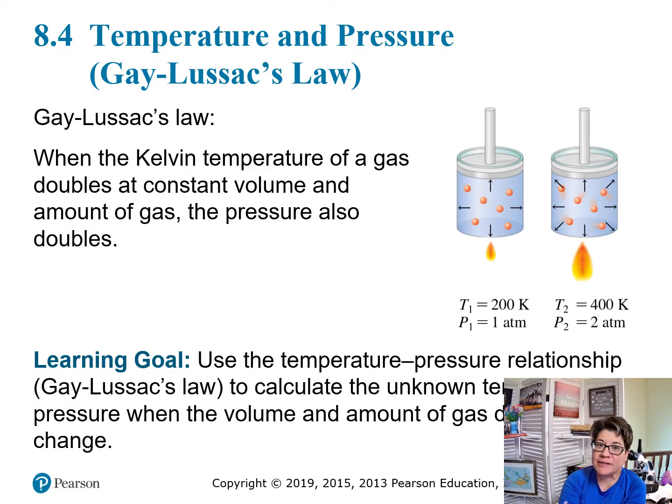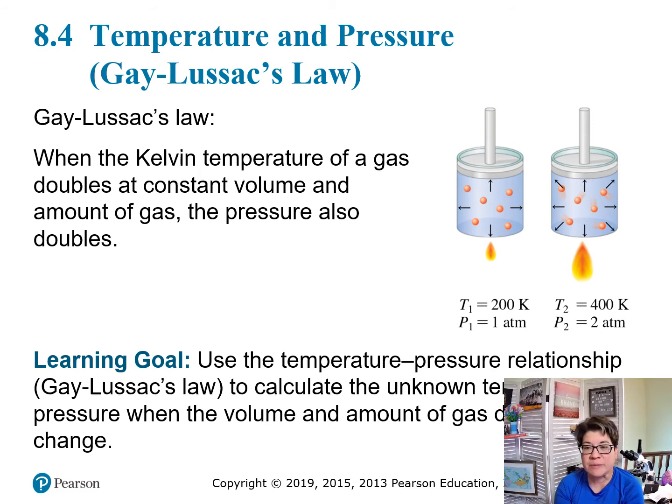Section 4 is Gay-Lussac's law, and this is our last simple law where we are just looking at two variables at a time. And then we're going to combine all of these laws later. So this law involves temperature and pressure. And in this one, we're keeping all the other variables constant except for temperature and pressure. So we're keeping volume constant and the amount of gas constant.